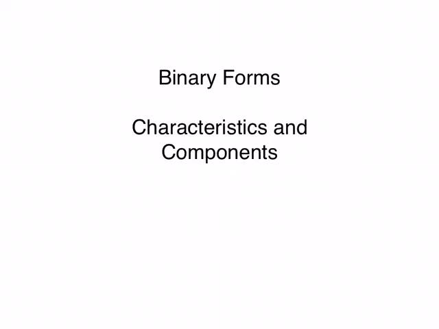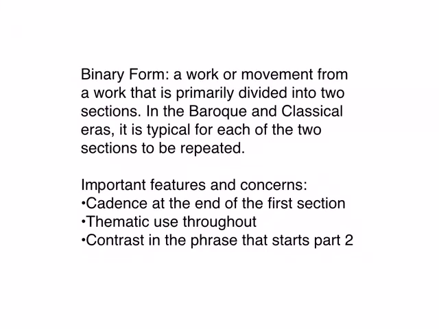Hi theory students. Today we'll be talking about binary forms, which is a very important kind of form for pieces and movements of multi-movement pieces from the Baroque and Classical era. A binary form is a work or a movement that's primarily divided into two sections. In the Baroque and Classical eras, it was typical for each of the two sections to be repeated.